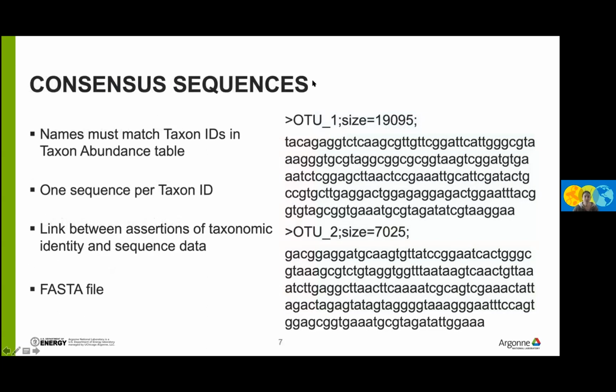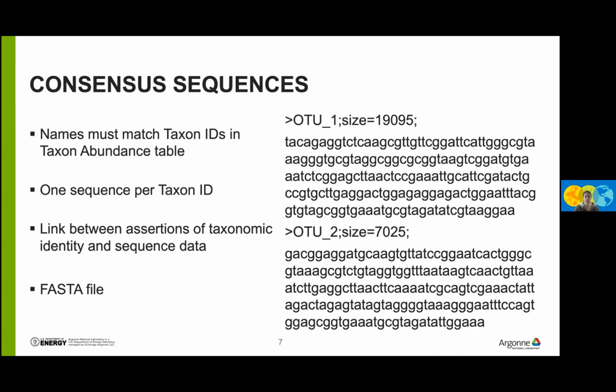So next is the consensus sequence file. The names must match the taxon IDs in the taxon abundance table. So this is the link between the raw sequence data and the taxon assertions in the taxon abundance table. And so it's critical that the IDs be clearly and easily linked. So it's got to be an exact match. There needs to be one sequence per taxon ID.